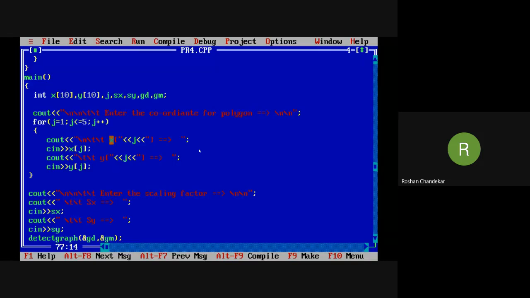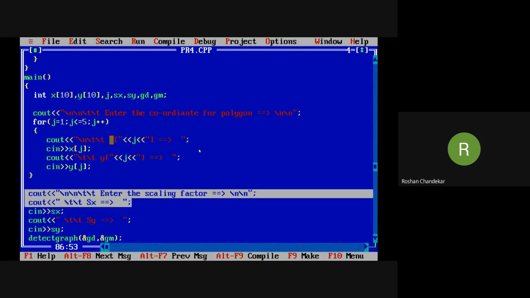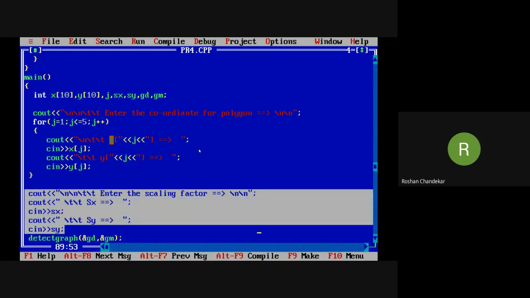After entering the different coordinate values, we have to enter the scaling values for that particular polygon, that is, by how much we have to scale the polygon. That is the scaling matrix, Sx and Sy. By using cout and cin statements, we enter a value of Sx and a value of Sy from the keyboard.